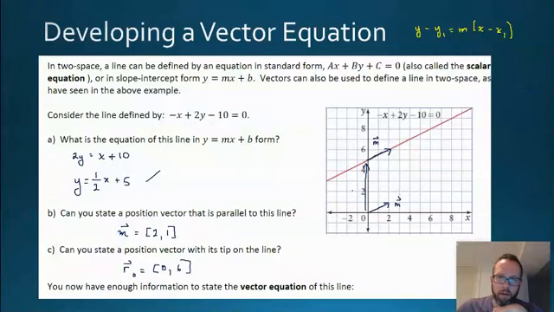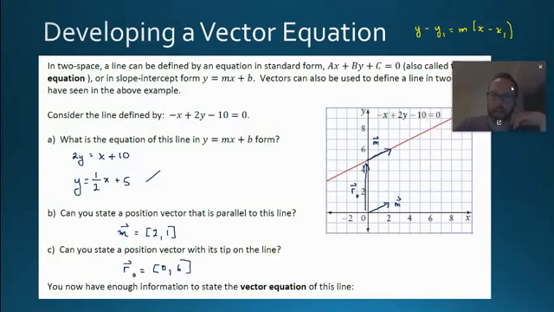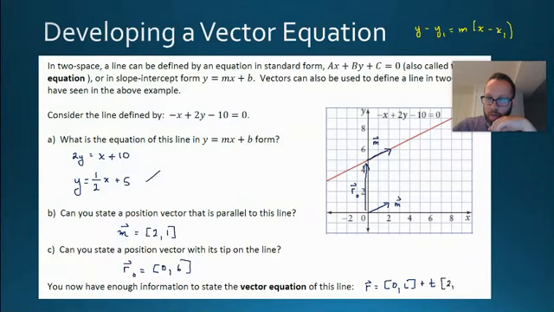So if you can find a point on the line, or a position vector on the line, and a direction vector that tells you what direction it's going, you can state the vector equation of a line. In fact, we would say that the vector equation for this line would be, paralleling the example we did earlier, r equals 0, 6 plus some parameter t times 2, 1. And then we'll say t can be any real number.